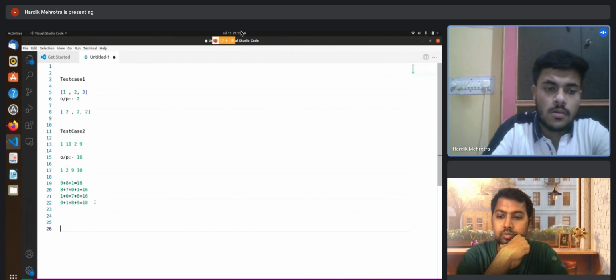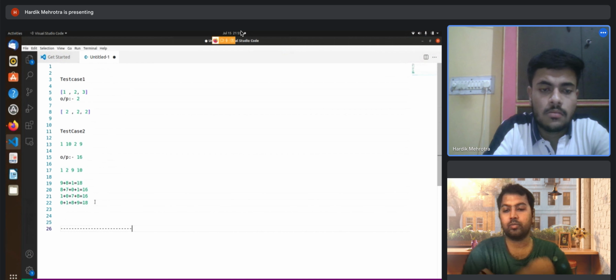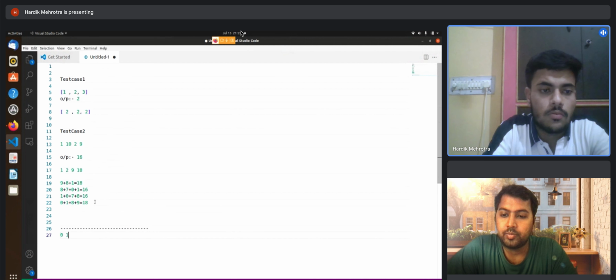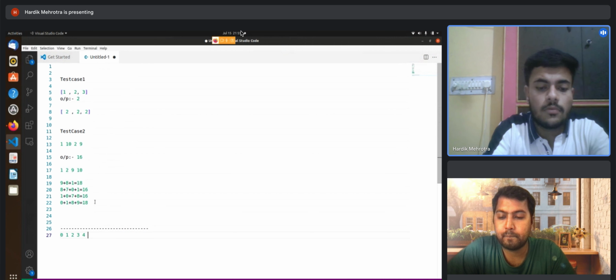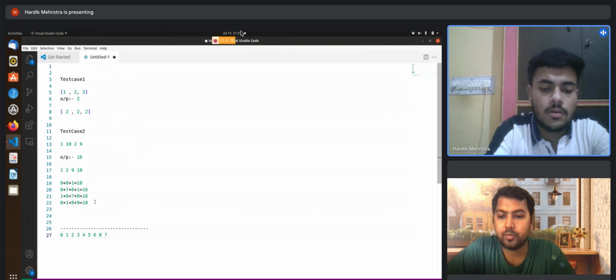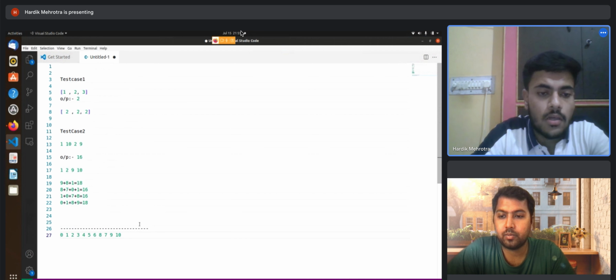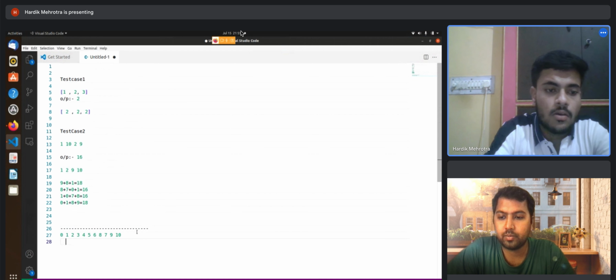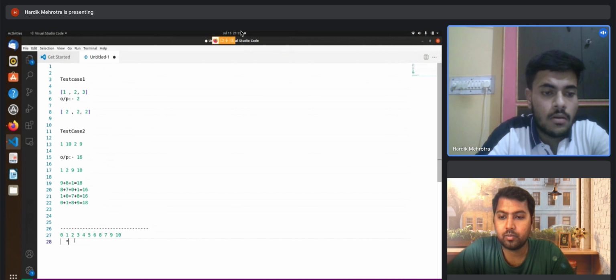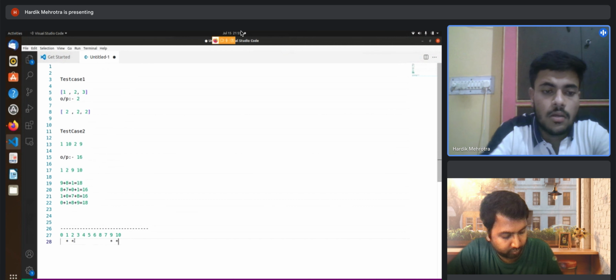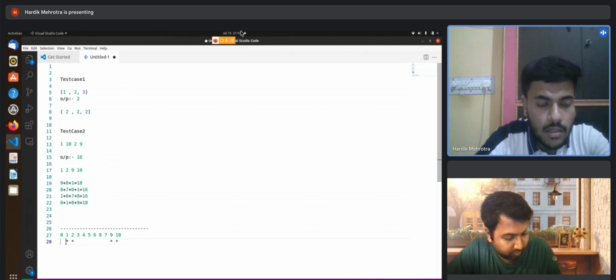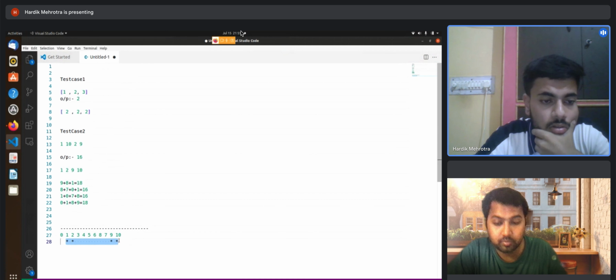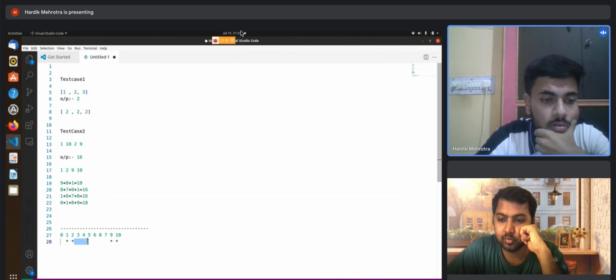Let's make a number line: 0, 1, 2, 3, 4, 5, 6, 7, 8, 9, 10. And I'm having numbers at 1, 2, 9, and 10. So for making everyone 10, I will be moving this much distance, this one also this much distance, moving this much also, this much distance.